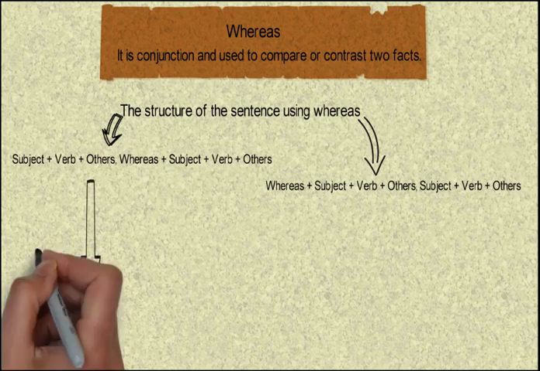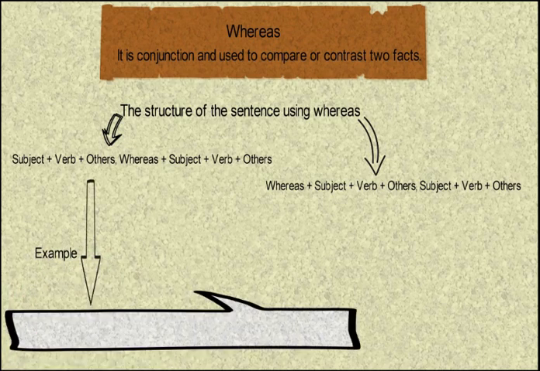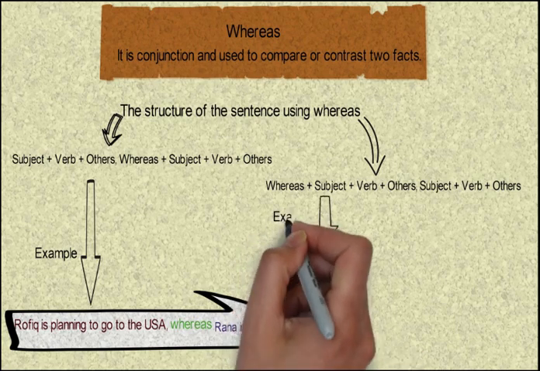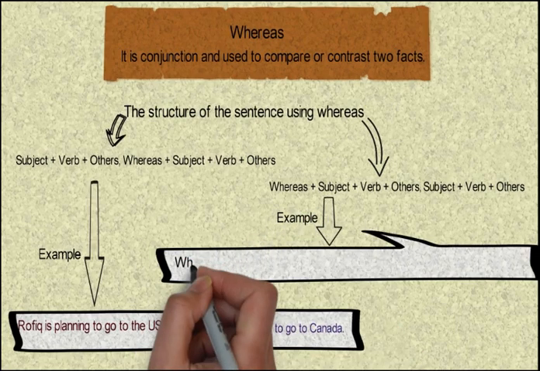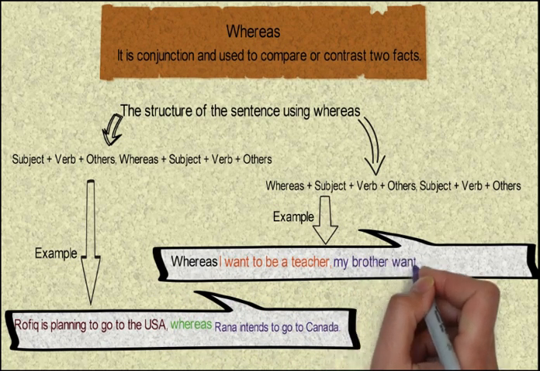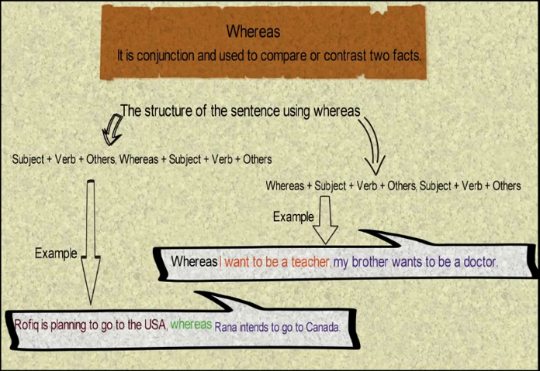The example of the first structure is Rufik is planning to go to the USA, whereas Rana intends to go to Canada. The example of the second structure is whereas I want to be a teacher, my brother wants to be a doctor.